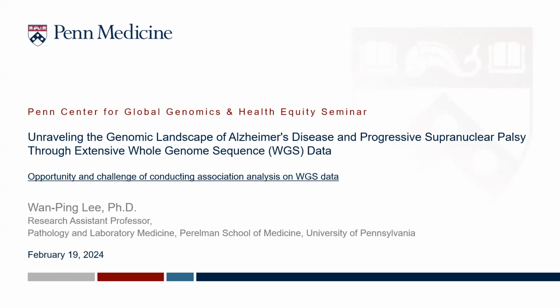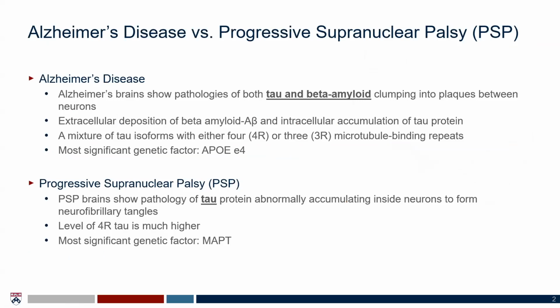The key point today is that I would like to show you the opportunity and challenge of using whole genome sequence data for association analysis. But even though the key point is the data, I still would like to show you my understanding so far about Alzheimer's disease and PSP. For Alzheimer's disease, you can see the tau and beta amyloid in the Alzheimer's brain. And Alzheimer's is a mixture of 4R and 3R tau.